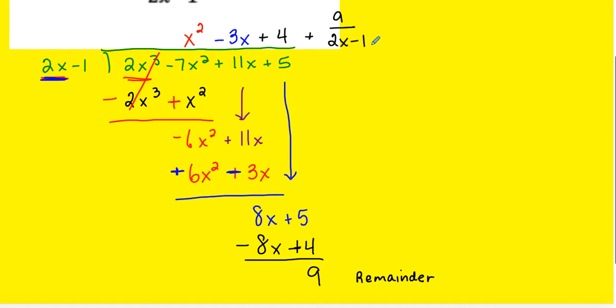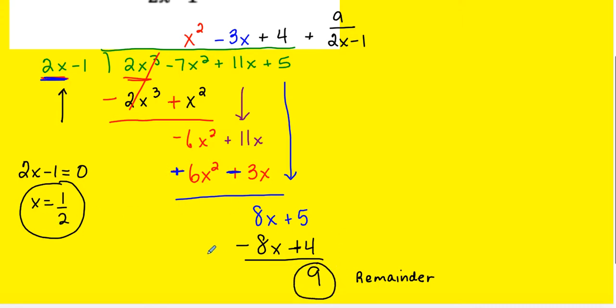All right, but what does this actually mean? I want to make sure that you have a clear understanding of what this means. If I took this factor and I set it equal to 0, that's going to give me x equals 1/2. On the graph of 2x cubed minus 7x squared plus 11x plus 5, if I plug 1/2 in, I'm going to get 9. So that point actually lives on the graph. It's just not an x-intercept. If I got a remainder of 0, then we'd know that this is a factor of the polynomial, and so 1/2 would be an x-intercept in that case, okay?